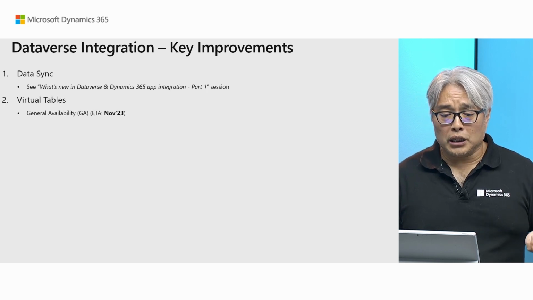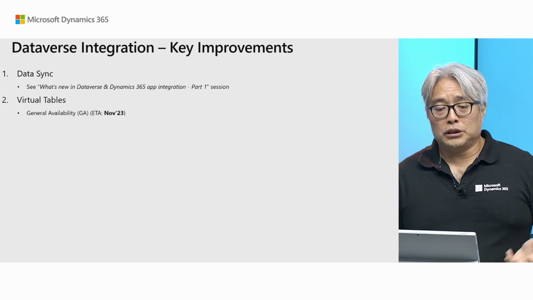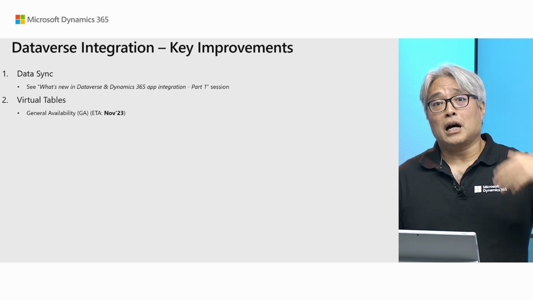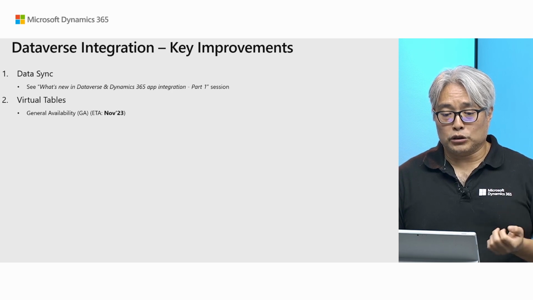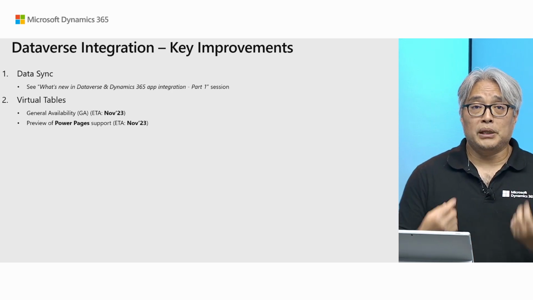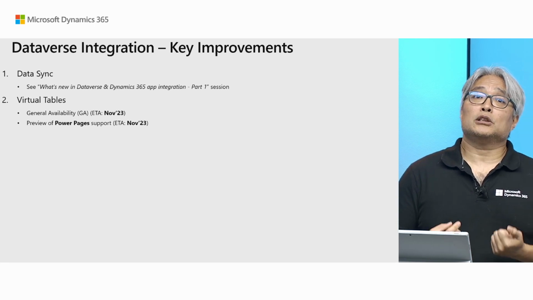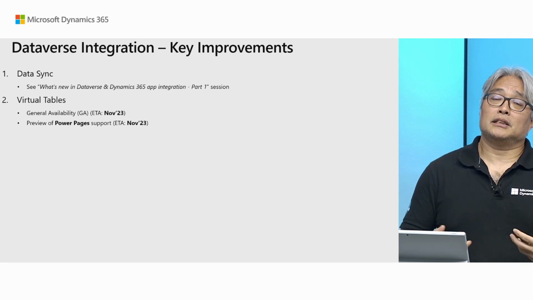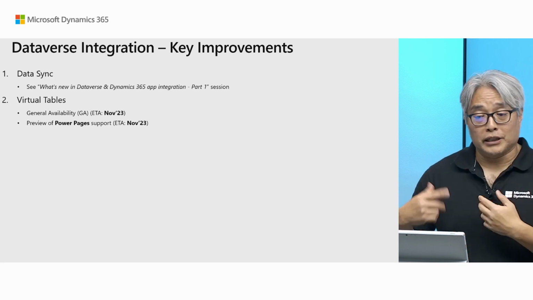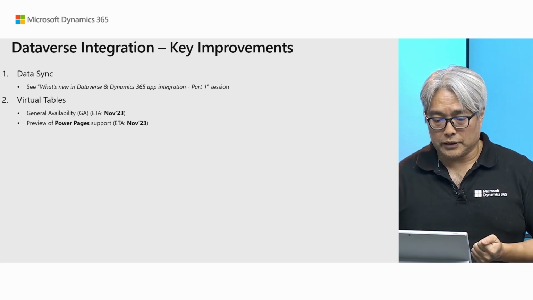And on the virtual tables, essentially, I'd like to announce the first-time general availability, or GA, that's coming this November for our virtual tables. And a big feature that enables our virtual tables is the preview of Power Pages support that allows access to BC data from unlicensed users. I will talk more about it, and I will demo that feature later.